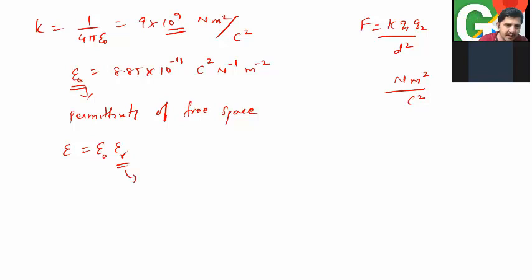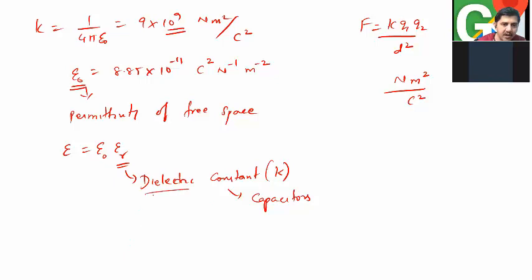Sometimes this epsilon r is also called the dielectric constant, represented by the letter K. You will be studying this in the chapter on capacitors. Dielectric constant K is a number which, as I already told you, depends upon the material. And a dielectric is nothing but an insulator. The other name for dielectric is insulator.